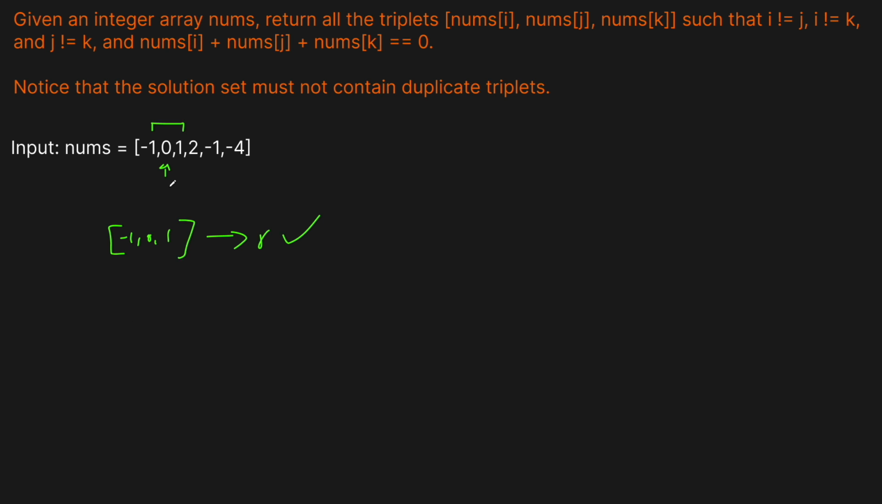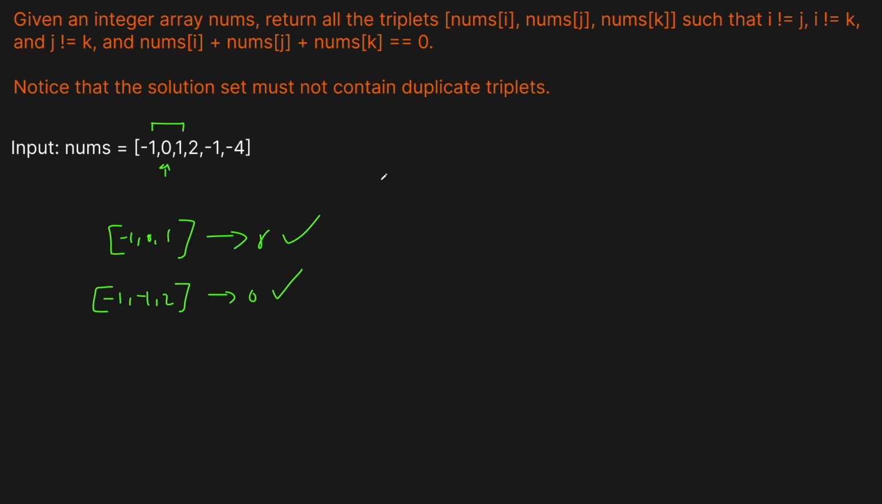Let's see what else we could have here. Well, we see that we have a 2, and we see we actually have two negative ones. So we could go -1, -1, 2, and that would also give us a sum of 0, which is what we want. And I think these are the only two triplets that we can actually form here. So relatively simple when you're actually looking at it on paper, but how do we actually code this up?